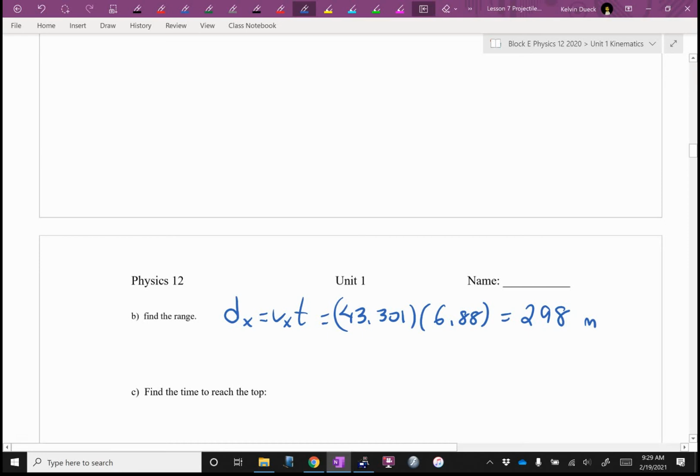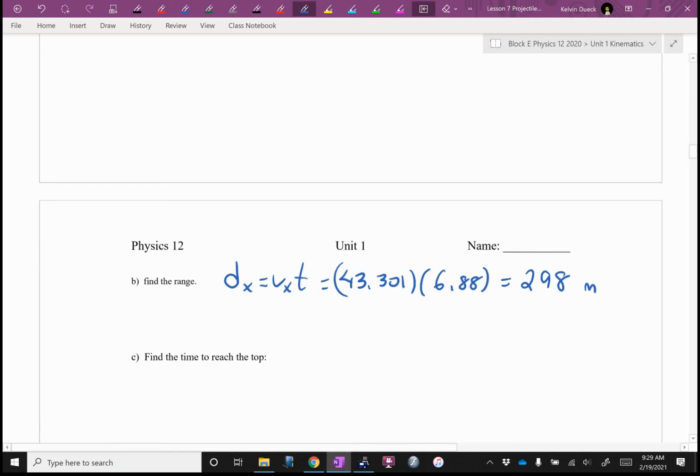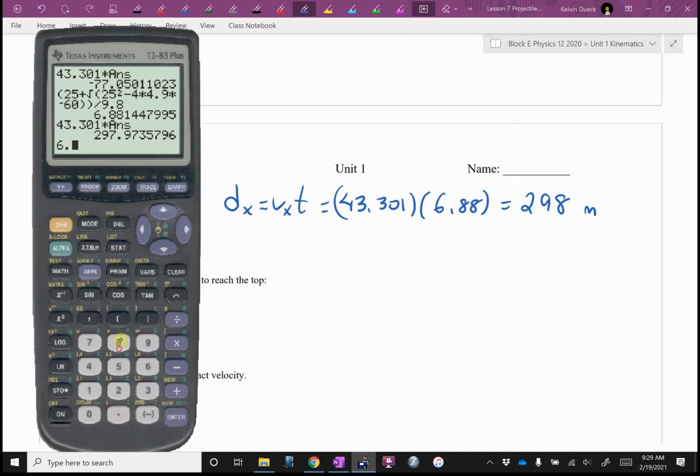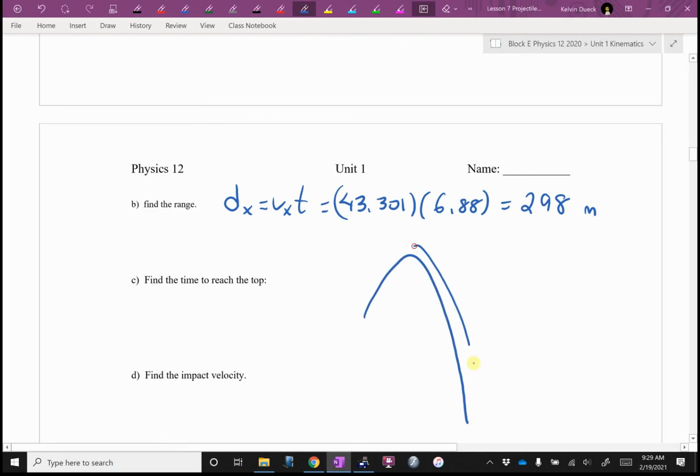Is that okay so far? Cool. Kyle, what does C want me to find? Oh, can't I just go 6.88 divided by 2? Or can I? Why doesn't that work this time? It's not symmetrical, right? I fell for a lot longer than I went up. So I can't use my answer for total flight time. That doesn't help me with anything about the top. So we're going to start over. But Kyle, does the word top imply vertical or horizontal?